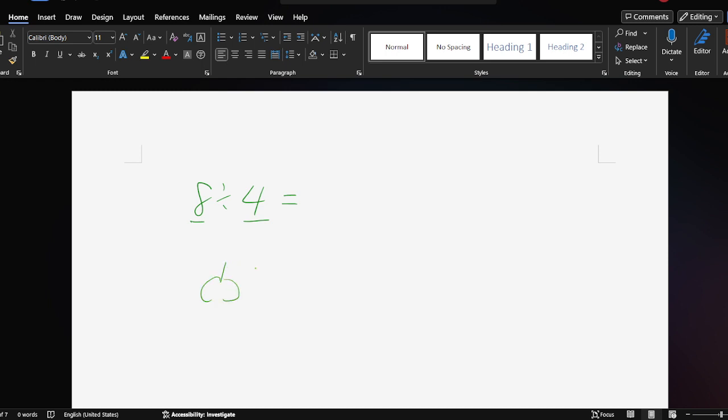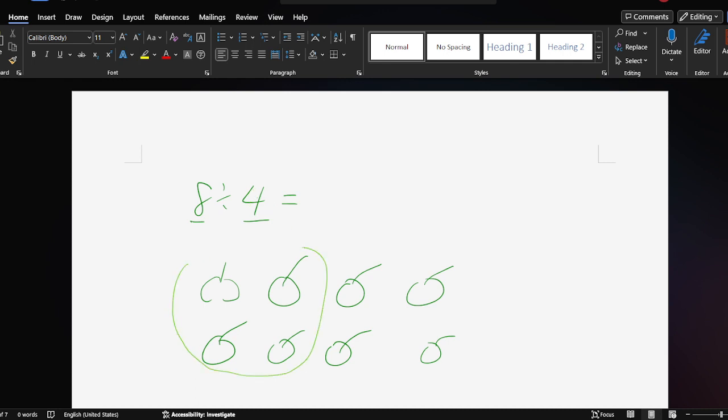8 apples. Okay, totally this is 8 apples. So we divide into 4 parts. We can also think every part is 4. How many parts? Okay, every part is 4. This is part 1, this is part 2. So this is why 8 divided by 4 is 2.